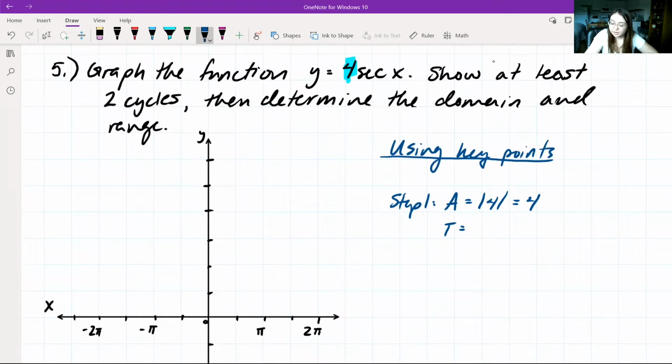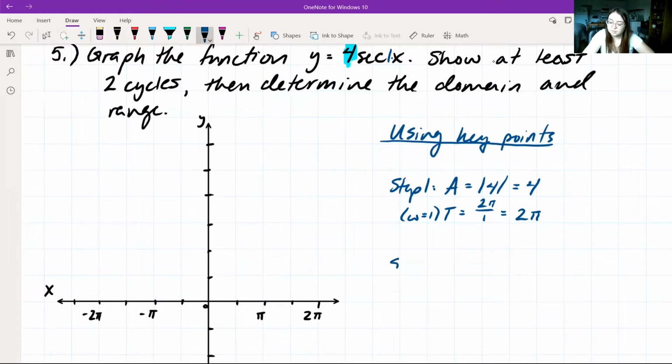Then our period is 2 pi divided by omega, where in this case our omega is again just equal to 1. So we get 2 pi divided by 1, which is just 2 pi. So the period of this function is 2 pi as well. So on to step 2.